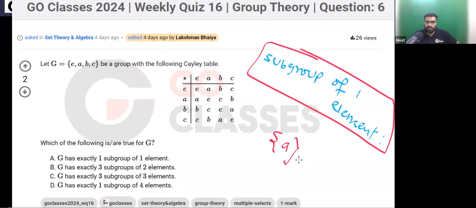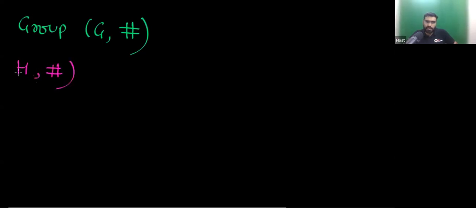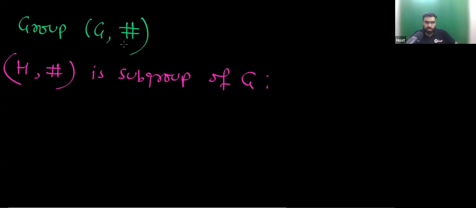What is the problem with this? Remember the definition of subgroup. When can you say that H is a subgroup of G, if you have a group G with its operation? The operation should not change.